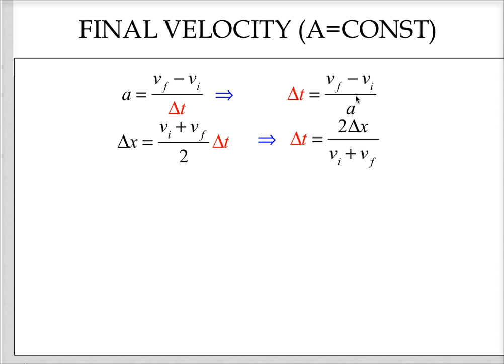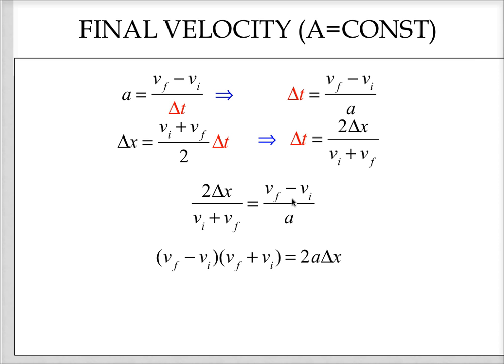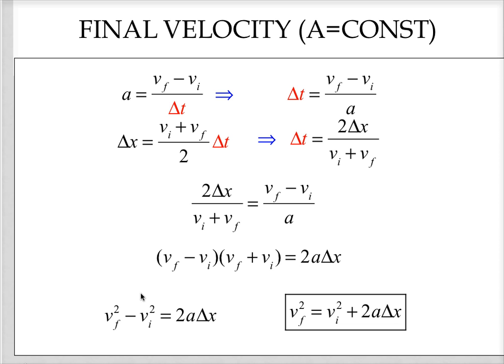So since both these are expressions for delta t, I'm going to set them equal to each other and then cross multiply. So I cross multiply, and hopefully you recognize that this is a FOIL, and it FOILs to v final squared minus v initial squared. Both of them are squared. And on the other side we have 2 acceleration delta x. The conventional form of this formula is v final squared equals v initial squared plus 2 acceleration delta x.